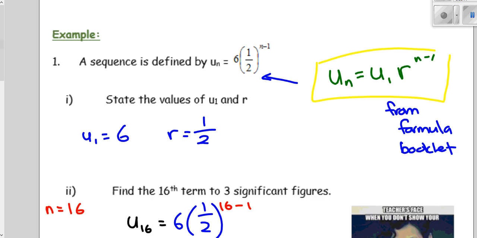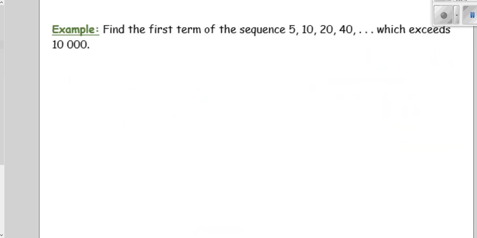Okay. Find the first term of the sequence 5, 10, 20, 40, which exceeds 10,000. So, first of all, what's our U of 1? That could be a good start. Did someone say it? 5, yep. What's our common ratio? We can work that out. 2. Yeah, so we're doubling each time, good.